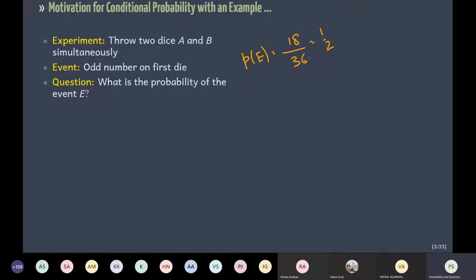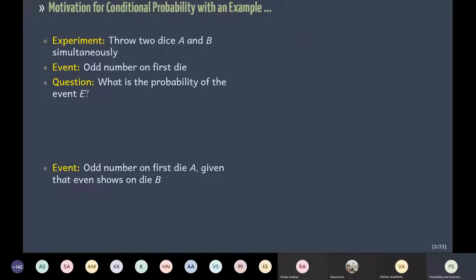Now the question is, what if someone gives you a prior condition on what you are going to expect? Let us say some prior condition on die B, then the probability can change. The probability depends on the information you have in hand. So if someone gives me some information about the experiment, then the probability can change. So that's the idea behind conditional probability.